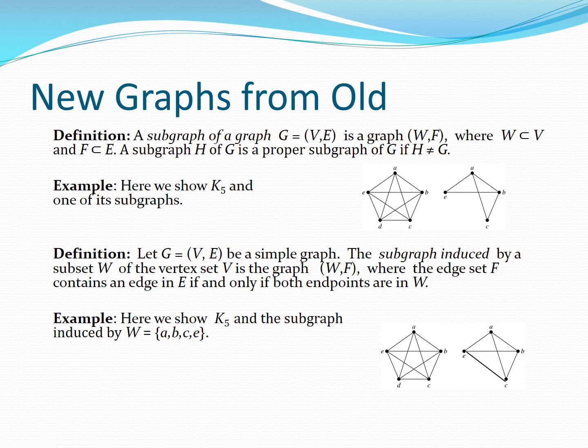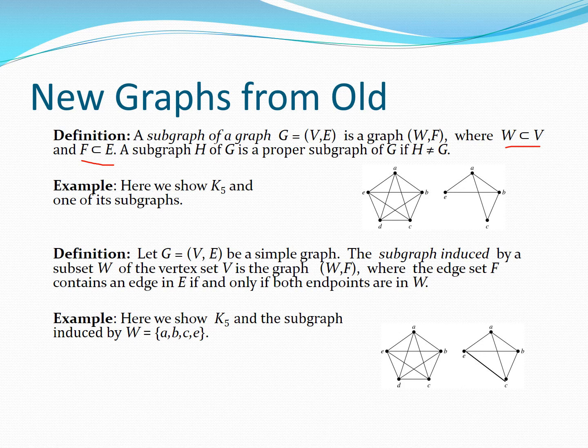If you have a larger graph G with a set of vertices V and a set of edges E in it, and then you have another graph, let's say H, containing the set of vertices W and the set of edges F, such that your set of vertices W is a subset of the vertices V, and the set of edges F is a subset of the edges in E, then you say that your new graph H is a proper subgraph of the graph G.